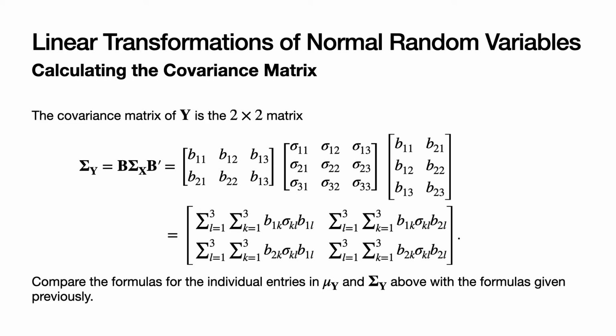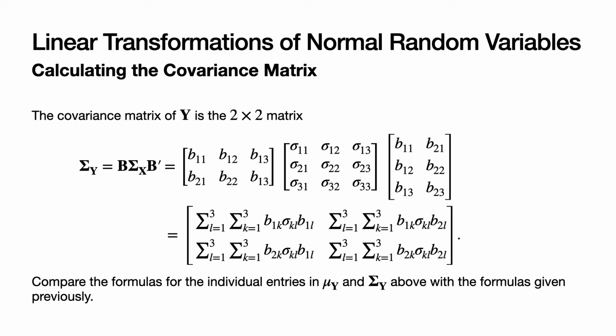By Theorem 1.4, the covariance matrix of y is the 2 by 2 matrix shown here. So cap sig sub y is obtained by pre-multiplying the covariance matrix of x by the linear transformation matrix B, and then post-multiplying that by the transpose of B. And so when we replace these matrices with their actual entries, as we see here, and carry out the multiplication, we get these formulas, these double summations for each of the entries in this 2 by 2 covariance matrix.